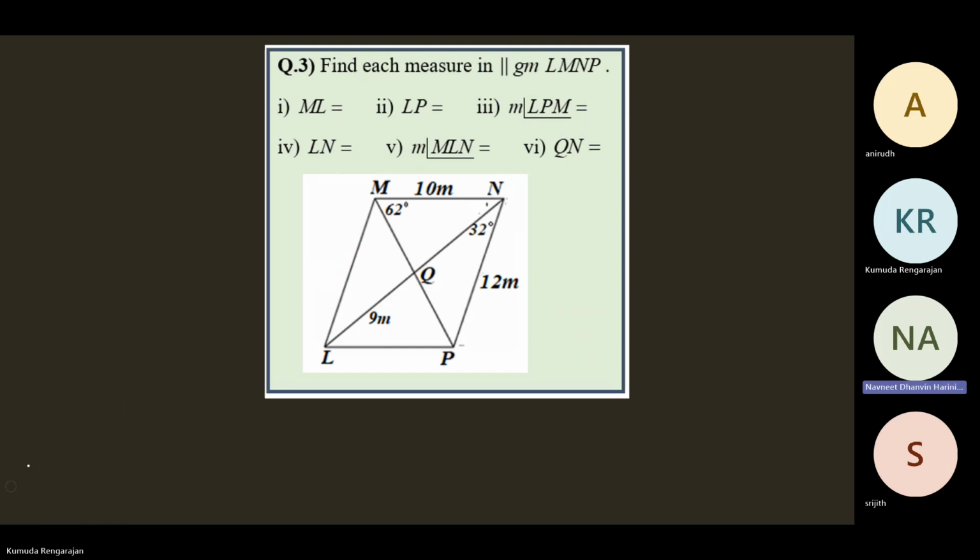Ma'am, ML is equal to 12. No. One minute. I want to check with a few questions before we discuss the answers to question number 3.